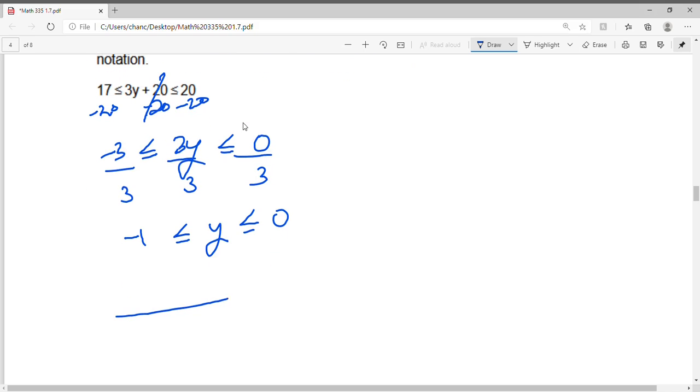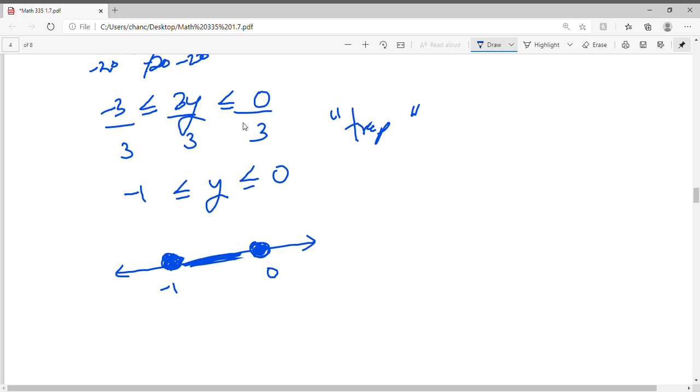This tells me we have, again, another trap where the variable is in the middle. We have -1 and 0. These should both be closed circles because of the equal sign, and we're going to shade between. This tells me -1 to 0 is our solution with square brackets around each of these numbers.